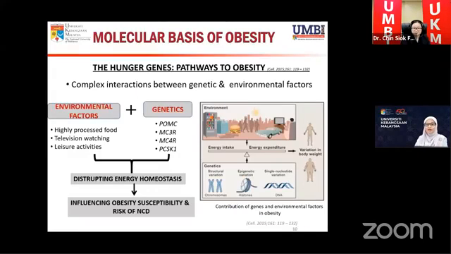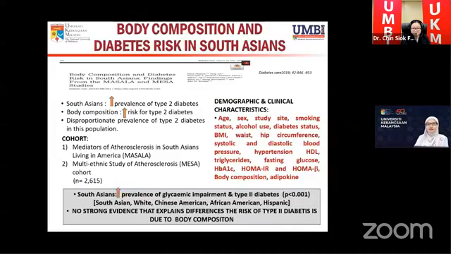Now I will touch a bit on the molecular basis of obesity. Obesity is caused by a complex interaction of genetic factors as well as environmental factors, and both factors disrupt energy homeostasis and influence the susceptibility to obesity and other NCDs such as diabetes and cardiovascular diseases. South Asians have a high prevalence of type 2 diabetes, and body composition could increase the risk of type 2 diabetes in this population. There is high evidence of disproportionate prevalence of type 2 diabetes in Asians, and this could be due to differences in body composition.